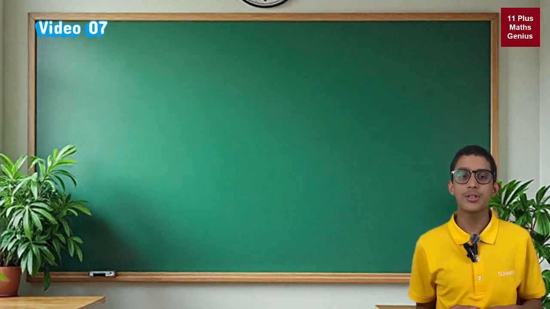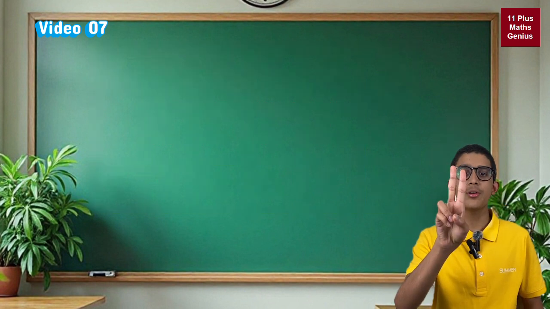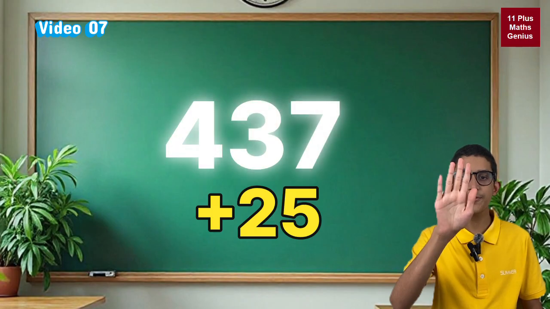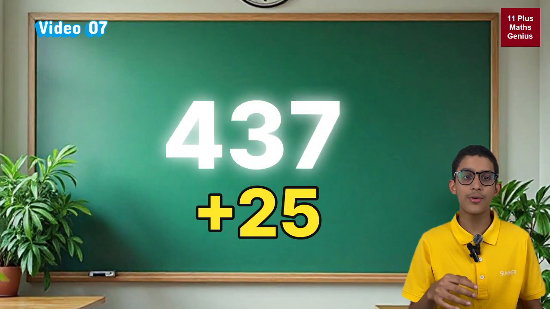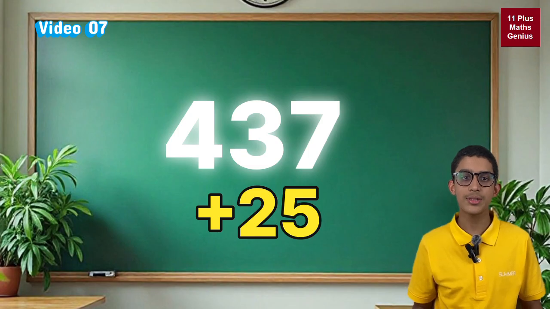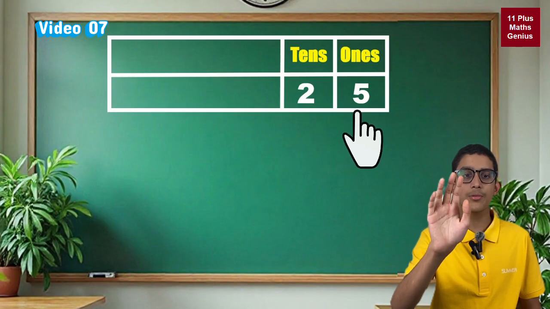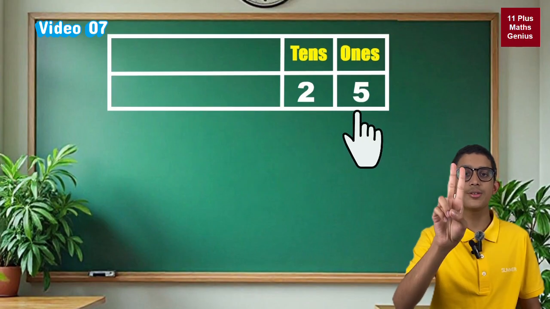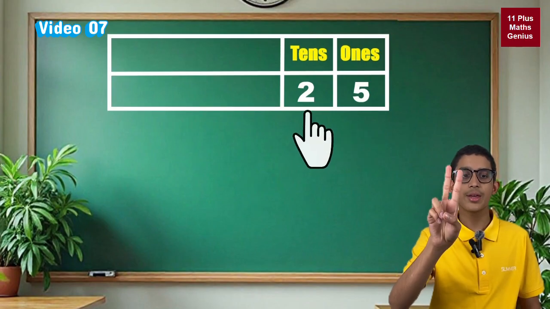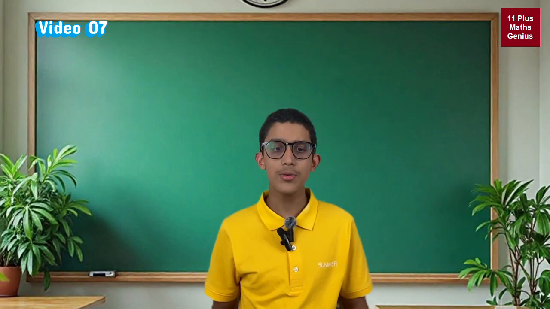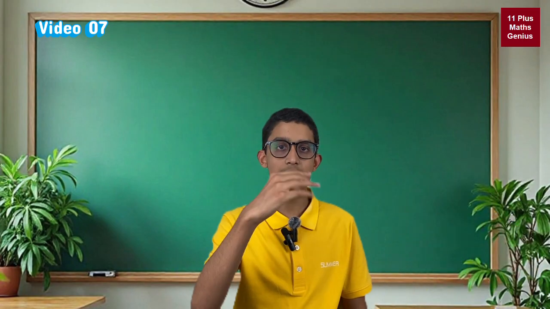Now, we will look at changing 2 positions, or place value sequence. Example, make 5 terms starting from 437 by adding 25. We know 25 has 2 tens and 5 ones. So we add 5 with ones and 2 with tens. When the total of ones reaches 10 or more, we add an extra 1 in the tens position.